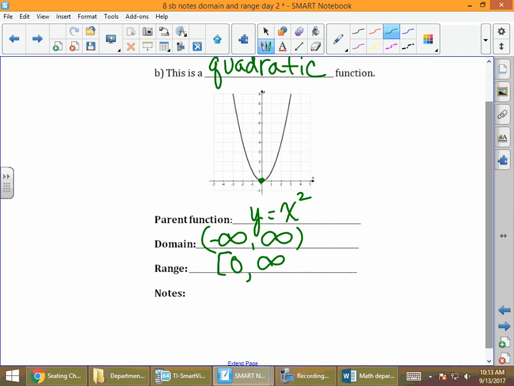And 0 is on the graph, so we're going to have a square bracket. Infinity always has a parenthesis.